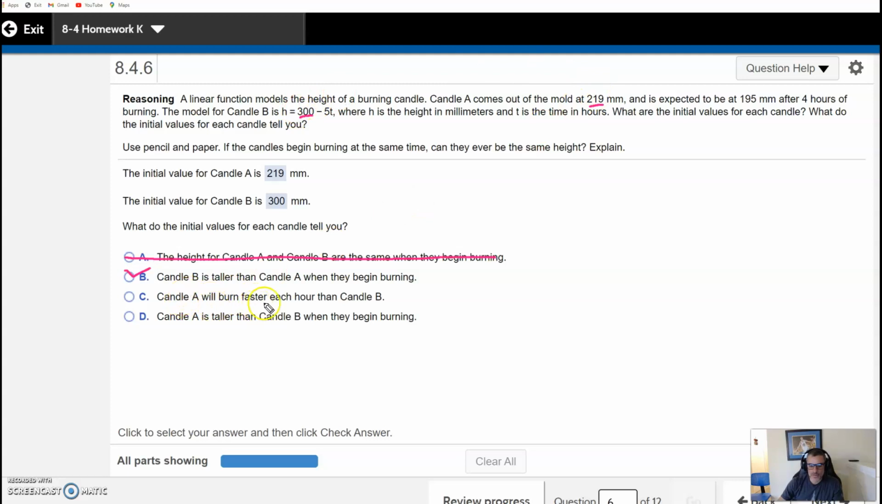Candle A will burn faster. That has to do with the rate of change, right? That's not an initial value question. That's a rate of change question. It may or may not be true, but again, it has nothing to do with the initial value. Candle A is taller than candle B. This does have to do with initial value, but candle A is definitely, right, here's candle A, definitely not taller than candle B. So what the initial value tells us in this situation is that candle B is taller when they begin burning.